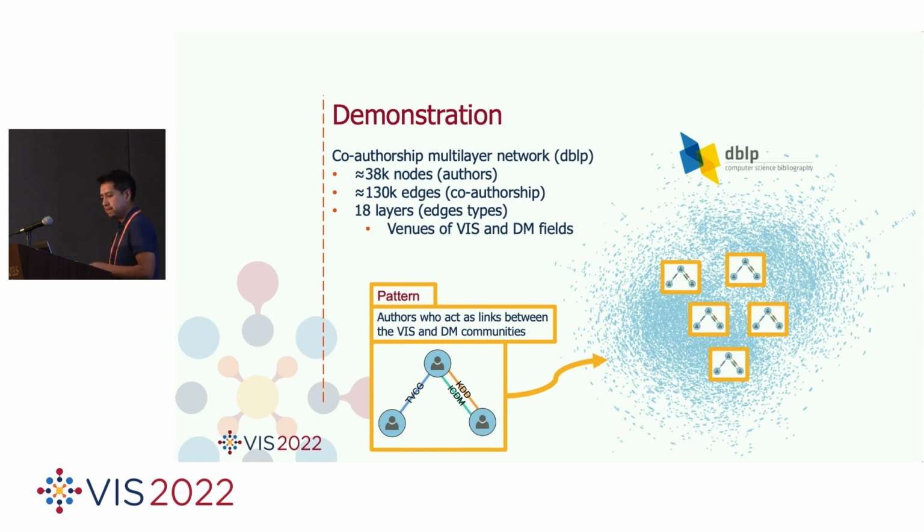fields. The pattern to look for, I mean the subgraph query, will be the author who acts as a link between them in the viz and the data mining communities. So for example, here, he or she published a TVCG paper with one author, and he or she also published an ICDM paper and a KDD paper with another author. So we were looking for this pattern.